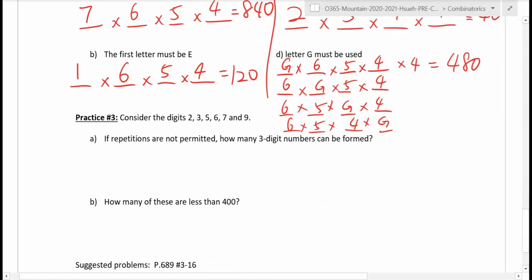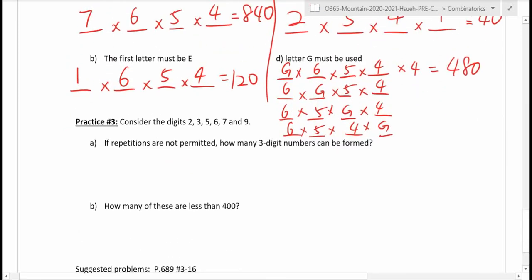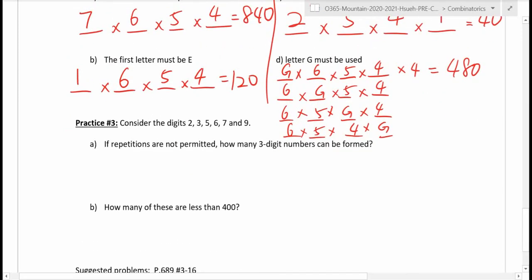All right, hopefully you got no problem with those. Again, it could be tricky. At first it's going to be hard, trust me. But once you get used to it, it's not as bad as you think. You just need to really think about it. You need some practice. All right, practice number 3, consider the digits 2, 3, 5, 6, 7, and 9.